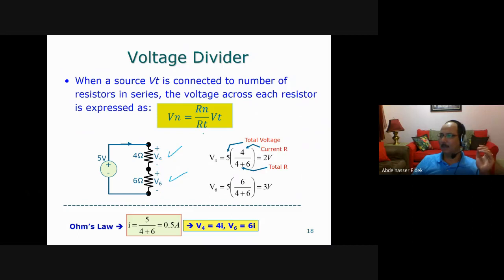You have to use this formula here. Vn, which is the voltage across the resistor number n, V4, V3, V5, equals what? Equals Rn, so R for this resistor, divided by R total, RT, which is the total resistance, times the total voltage. So for example, what is V4?